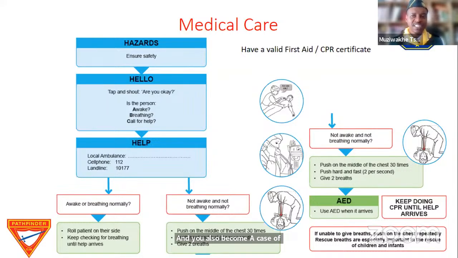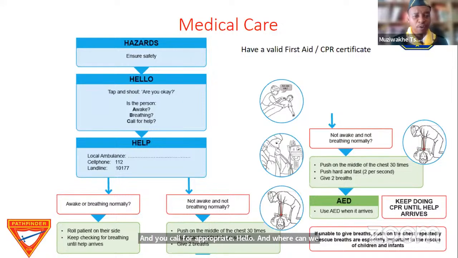Now, once all the hazards are taken care of, they are removed, or the risk is minimized, we advise that you tap on the shoulder of the victim and you shout, "Are you okay?" And this will ensure that you check if the person is awake. You check also in a split second or in those few seconds that the person is breathing, and you call for appropriate help.